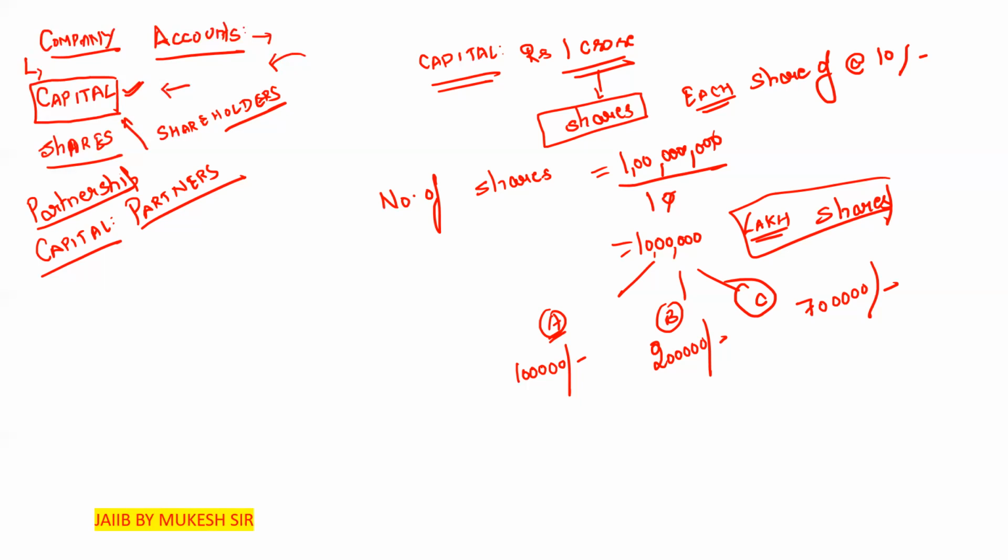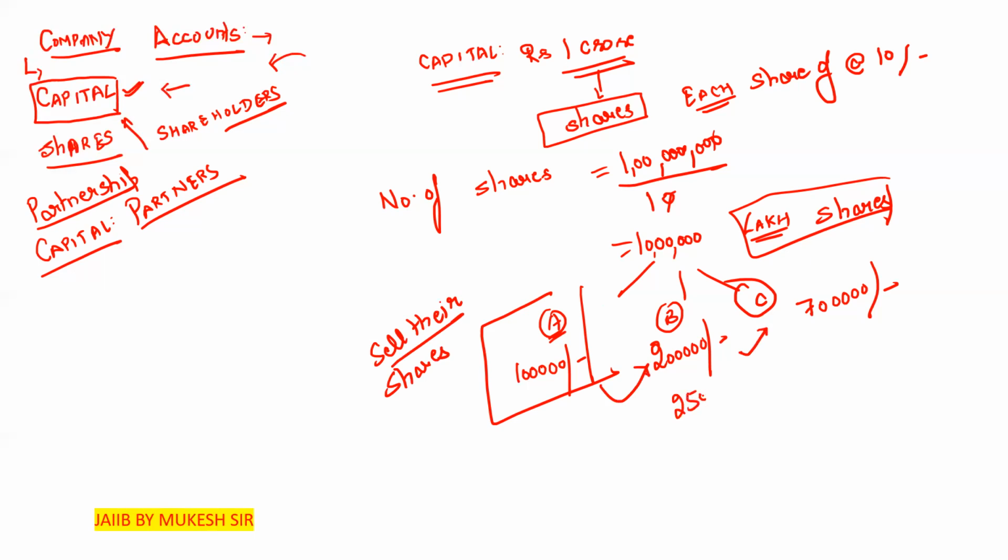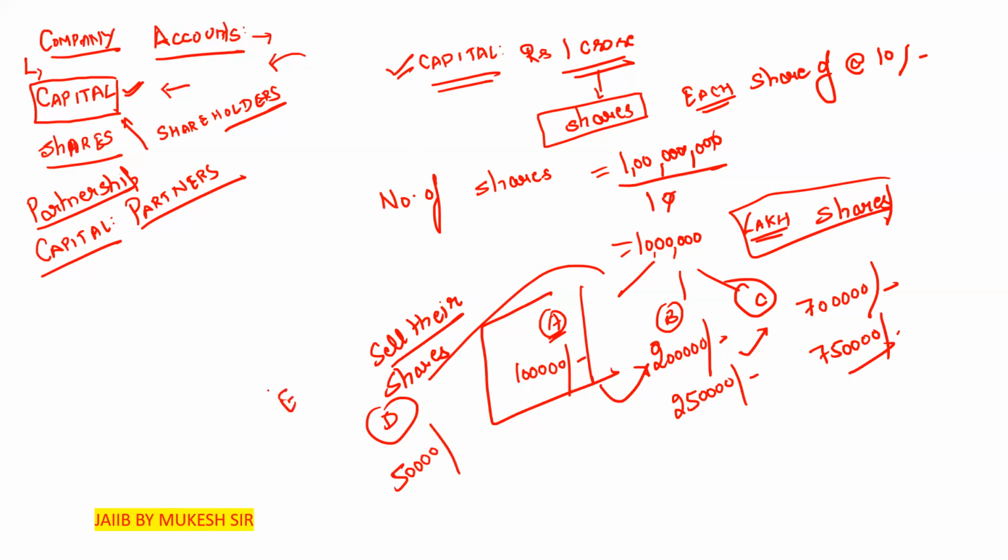But here in the company, if A says that I want to leave the company, what will they do? They will sell their shares, and B or C will purchase them. Or, say, A now has 2,50,000 shares and B has 7 lakh. Or one new person D will join the company and say I will purchase 50,000 shares, and E will come and say I will also purchase 50,000 shares.